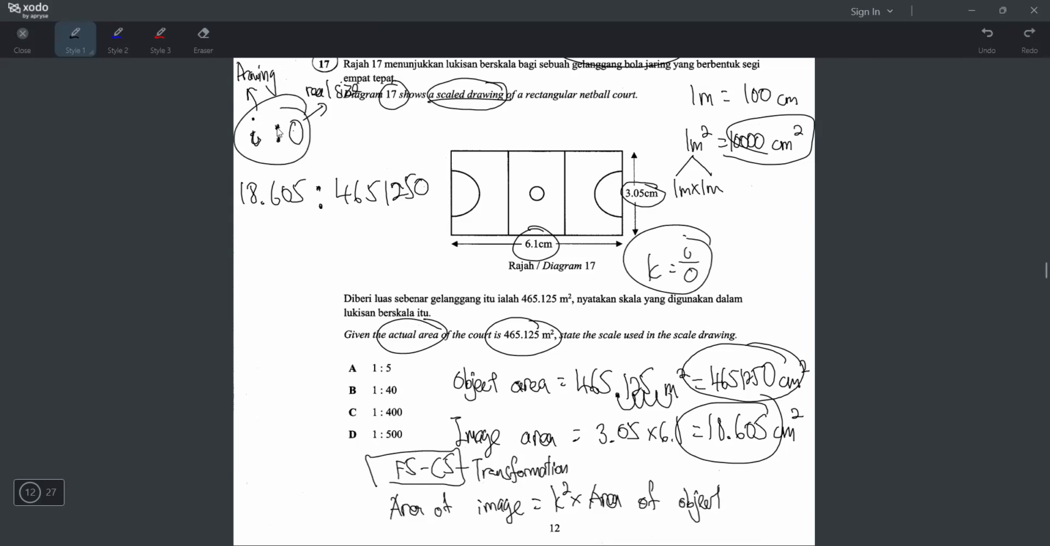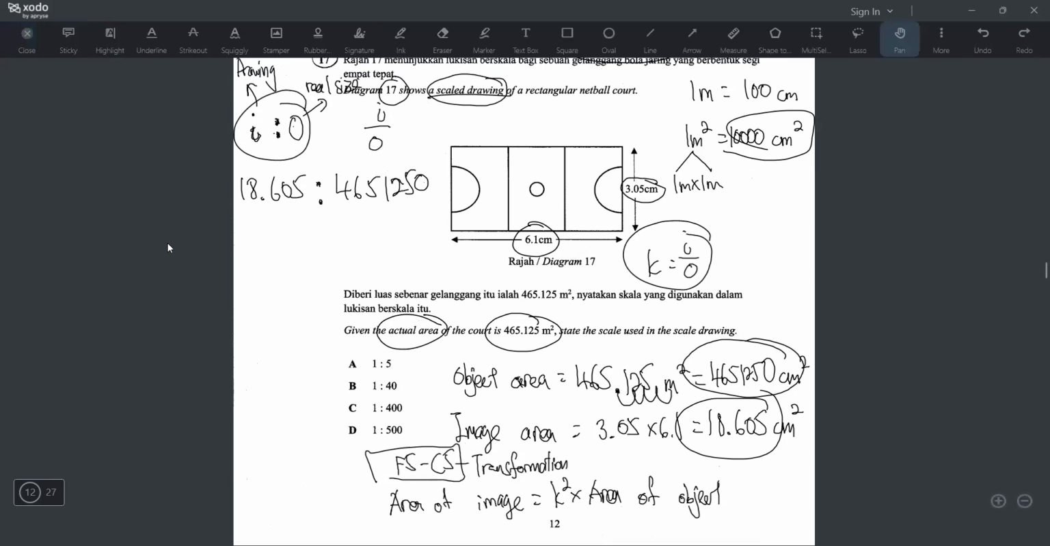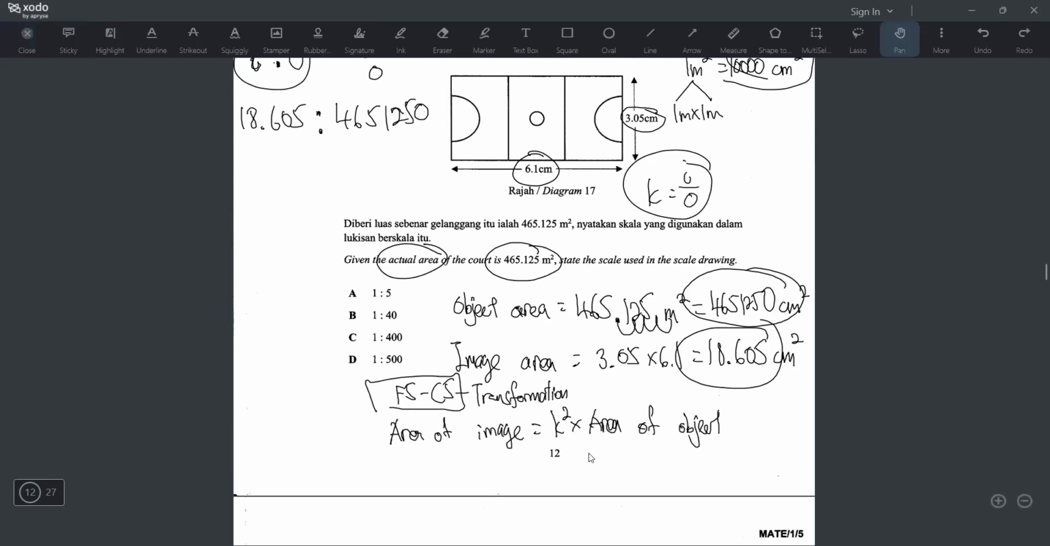Because I told you already, do you know that this ratio, this titik-titik dia, boleh tukar jadi macam ni tau. So scale drawing and scale factor is the same. It's just that this one you learn in lower form, this one you learn in Form 5. So let's put it in: area of image, 18.605, right?